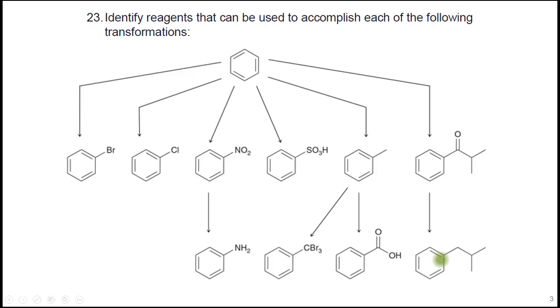Here we are trying to identify what reagents are used for each of the transformations. If I start from the left, to add a bromine, I need Br2 and FeBr3. For chlorine, it's the same thing, Cl2 with AlCl3. You can also use FeCl3, you just want those halogens to match. For the nitro group, we had HNO3. And then to reduce that, that's zinc HCl. For the SO3H group, we use fuming sulfuric acid.